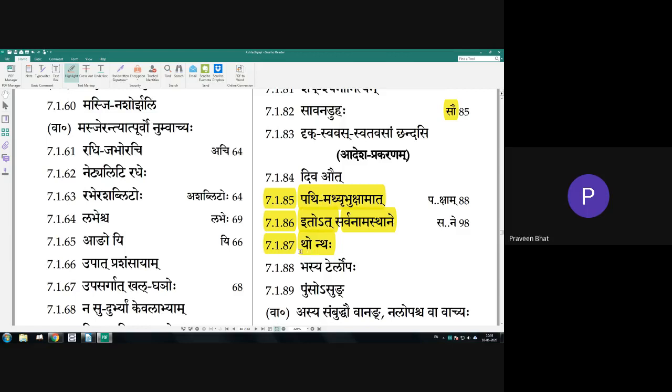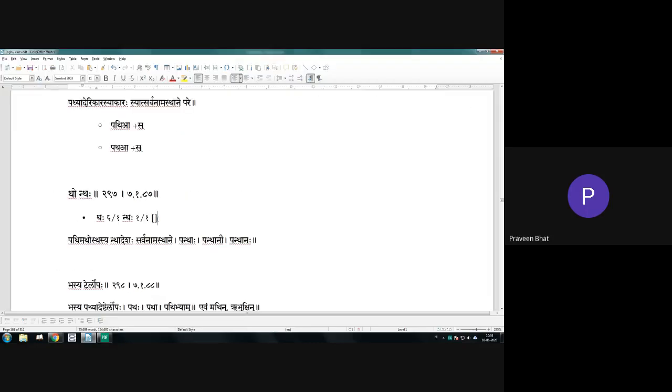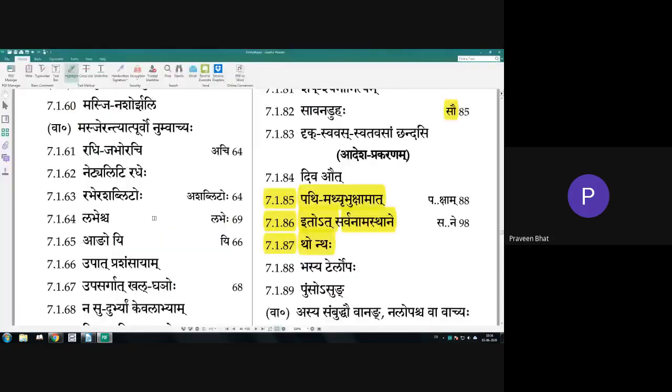So in pathi, I have to go to the next sutra where all three words have an anuvritti here as sthani. They will go with tha. So the tha, which is part of this pathi and mathi, will be replaced by nakara and tha, antha, thontha. When? Sarvanamasthane. So sarvanamasthane also has anuvritti. Now let me mark the anuvritti: pathi, mathi and then bhuksha, bhuksham, sarvanamasthane.